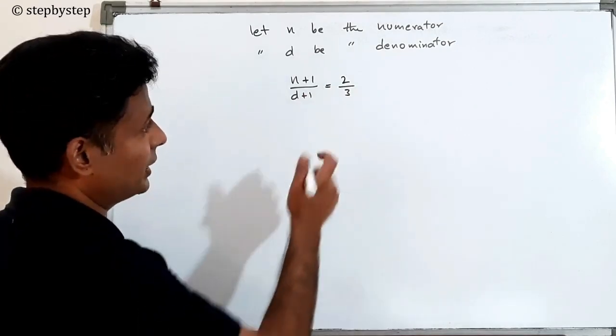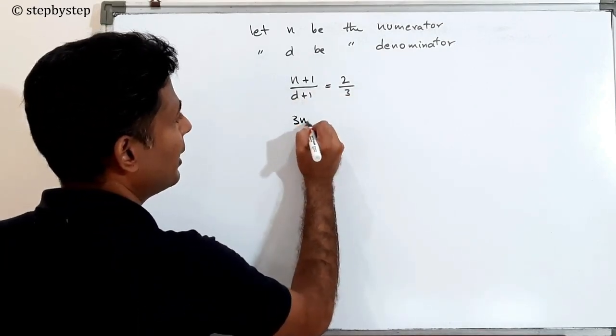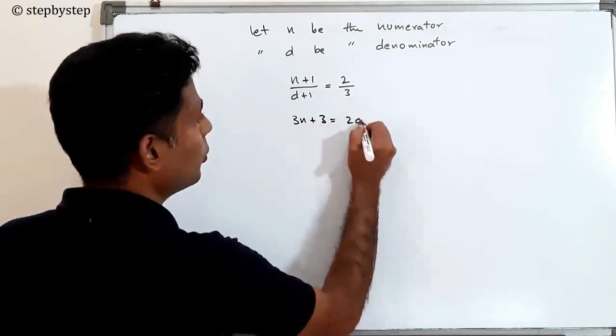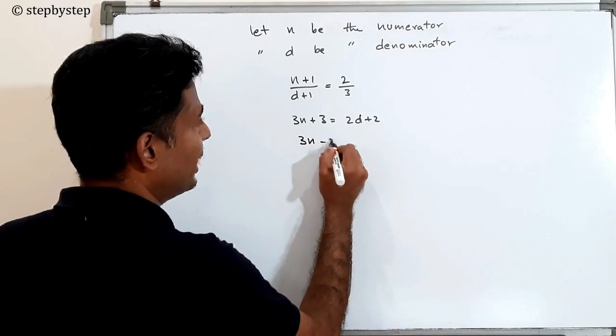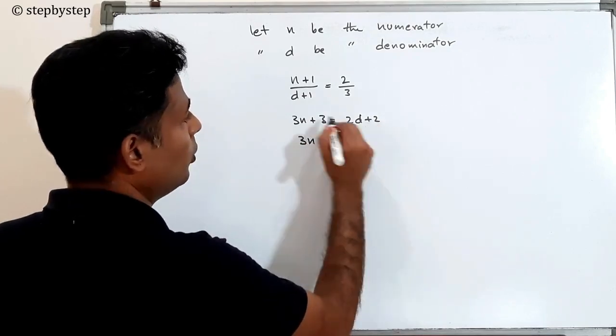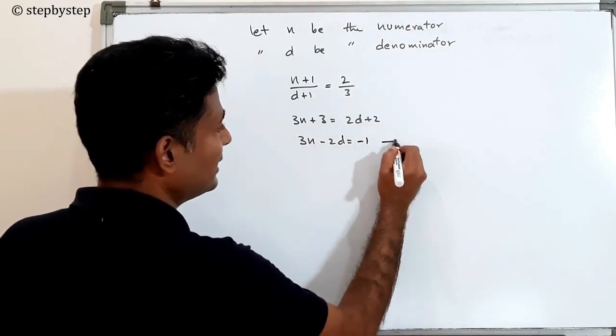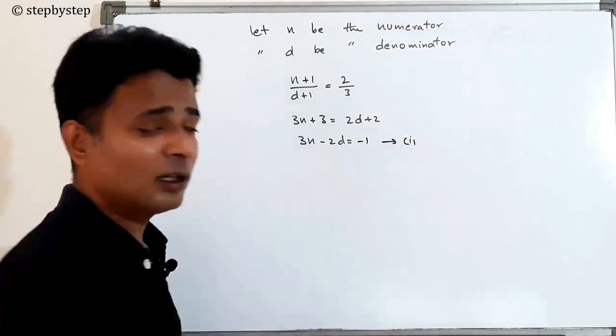This is our first situation. Transposing, I get 3n plus 3 equal to 2d plus 2. 2d I'll get this side. So I get 3n minus 2d equal to 2 minus 3, that is minus 1. So we got our first equation.